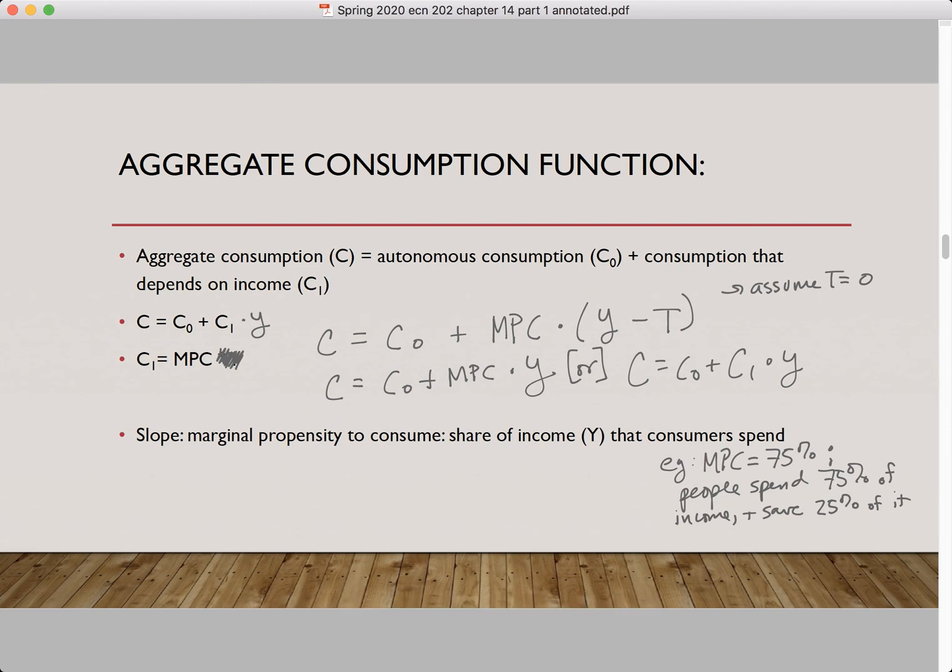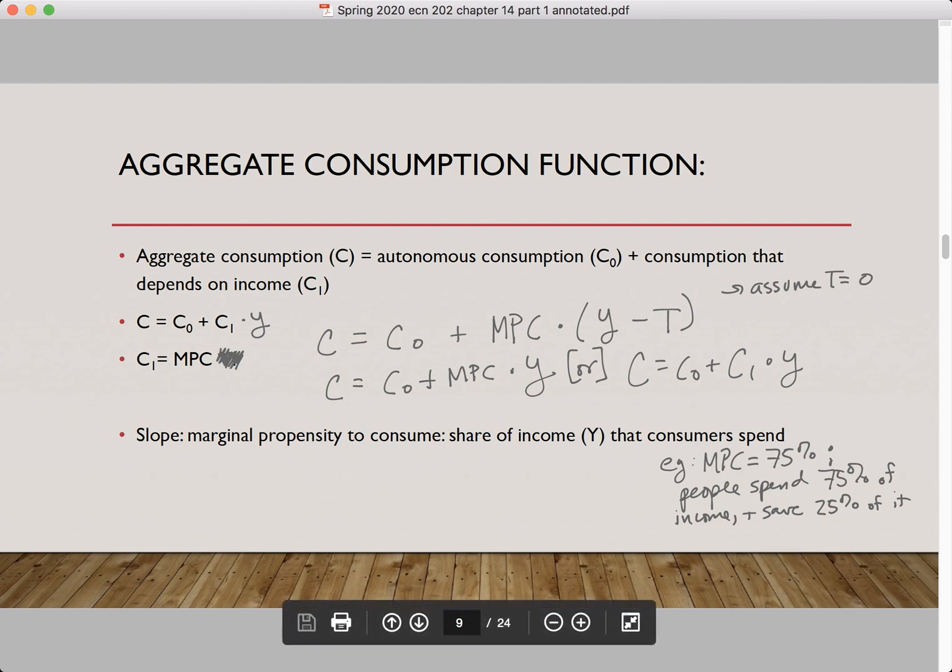The aggregate consumption function itself, which is an important component of GDP, because if you will recall from Chapter 13, consumption is the largest component of GDP expenditure, has, as I said, these two components: autonomous consumption, C0, and consumption that depends on income, C1 multiplied by income. So consumption is equal to C0 plus C1 times Y.